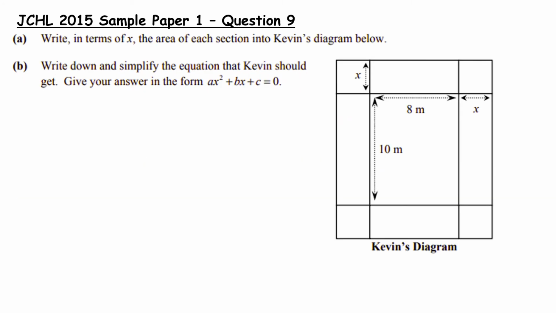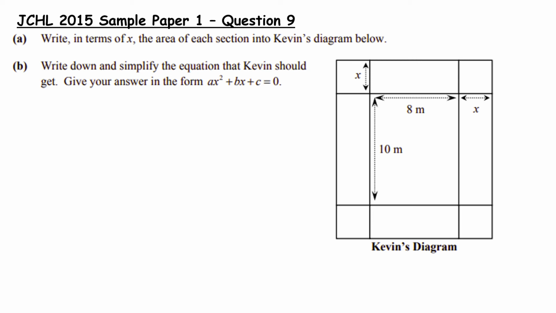Okay, so the only thing we know from that previous paragraph is that the total area is 143 meters squared. They then give us this new diagram which shows these 8 divisions, and it says write in terms of x the area of each section into Kevin's diagram below. Okay, so it is of the path. Let's start with the path. The path is of constant width.